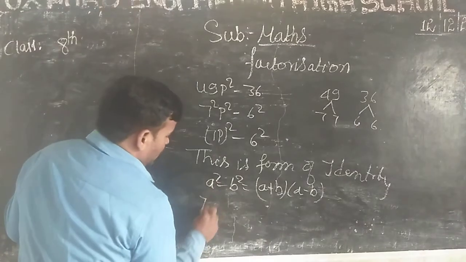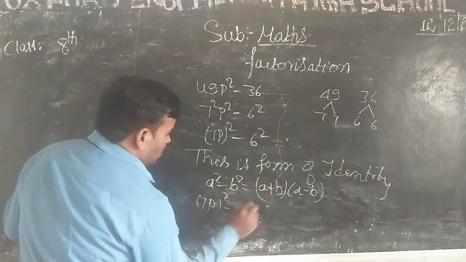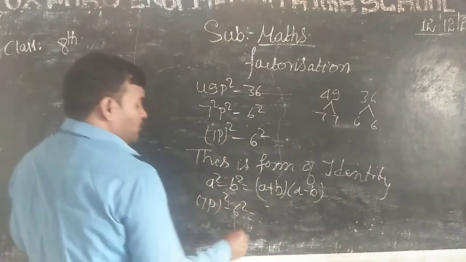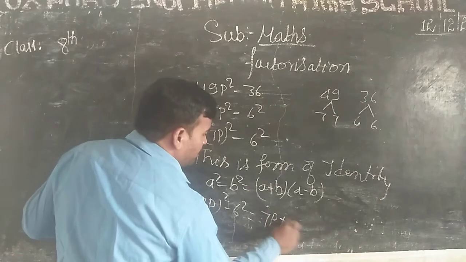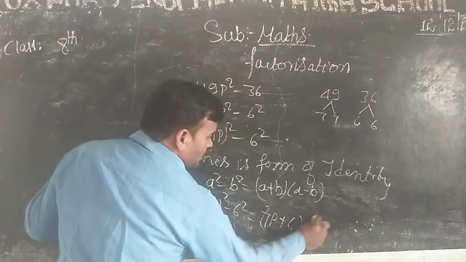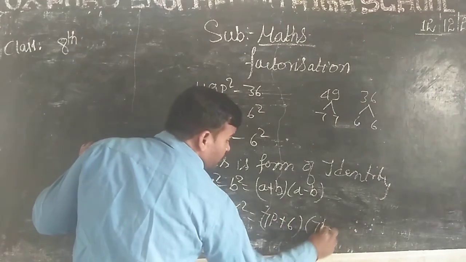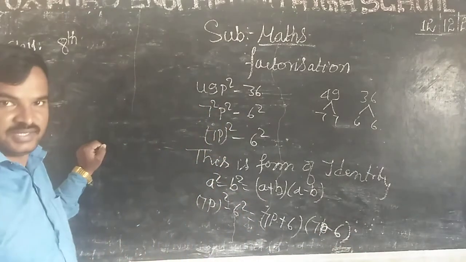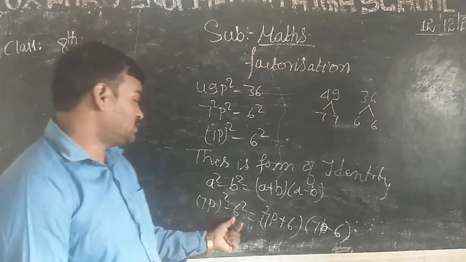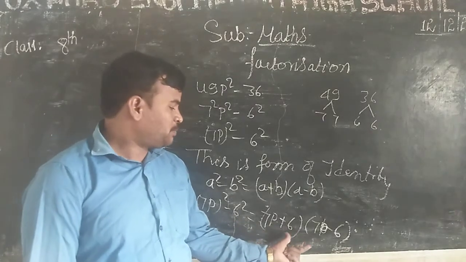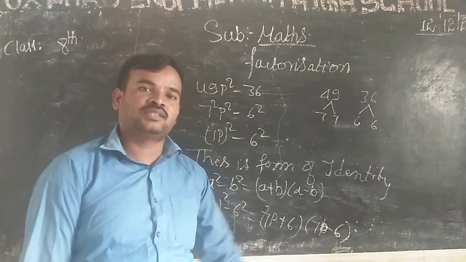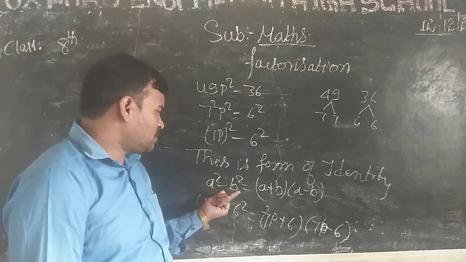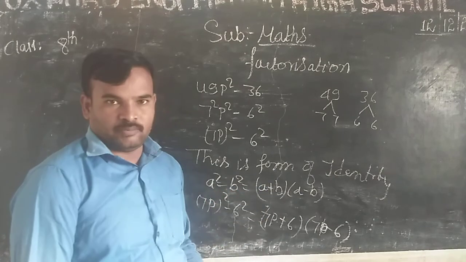a means 7p whole square, b means 6 square, so this is equal to 7p plus 6 into 7p minus 6. So this is the final result. So 7p whole square minus 6 square is 7p plus 6 into 7p minus 6. This is according to the identity a square minus b square is equal to a plus b into a minus b.